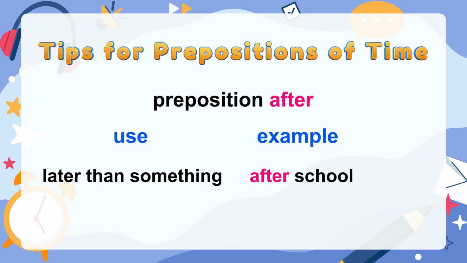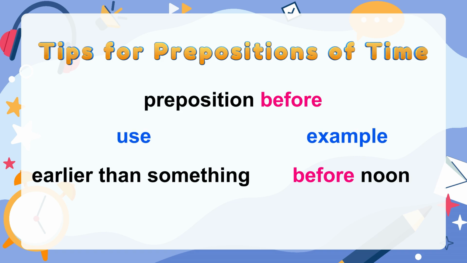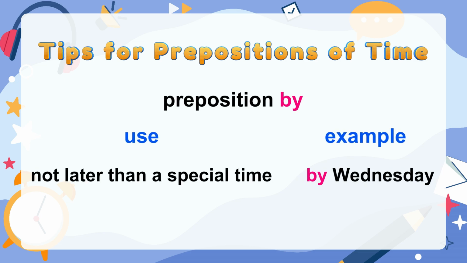The preposition after is used to mean later than something. For example, after school. The preposition before is used earlier than something, such as before noon. The preposition by is used not later than a special time. For example, by Wednesday.